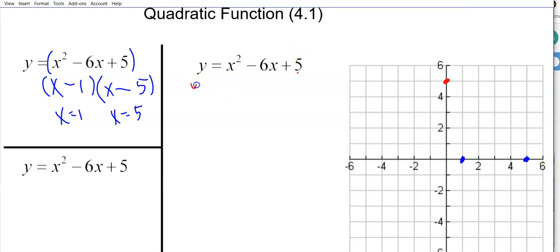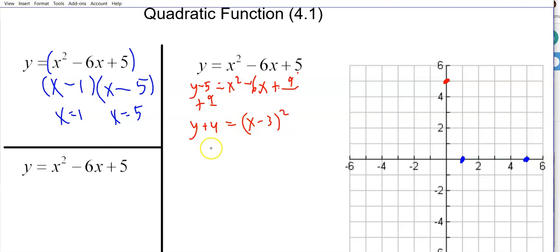So move the constant over. So we have y minus 5 equals x squared minus 6x plus blank. And we're going to add half of 6 squared, which is 9. So add 9 to both sides. So I get y plus 4 equals x minus 3 squared, and then move that over, so y equals x minus 3 squared minus 4.